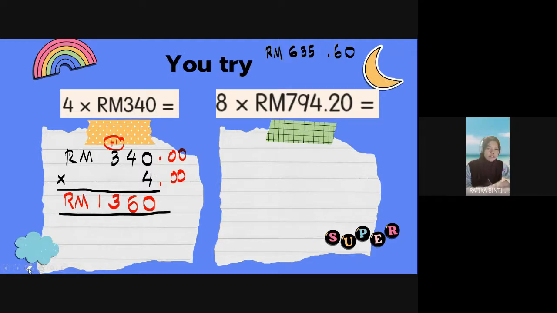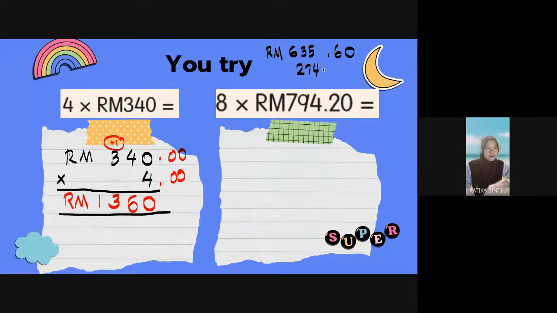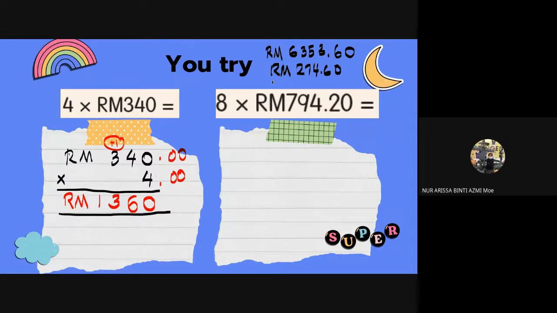Delisha, 27460. Wait, teacher will write it. 27460 sen. How come your answer becomes smaller than the question? In multiplication, the answer should be larger than the question. Who answered that? Delisha, is it? Arisa? RM274.60. And Rania... No, that's not mine. Oh, different, okay.